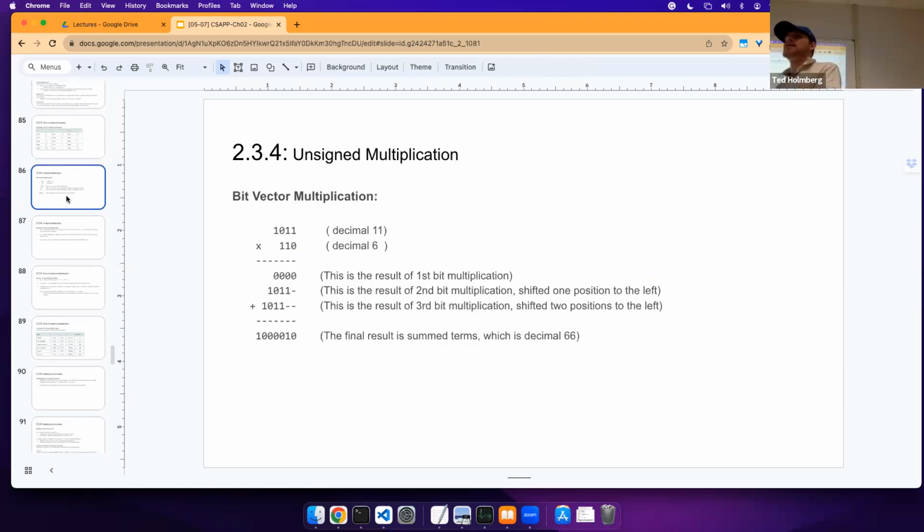Okay, let's move away from negation. Let's move away from addition and subtraction because we've introduced the idea of negation. And let's talk about multiplication.